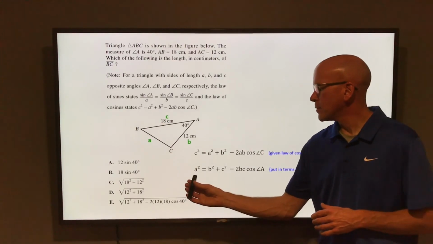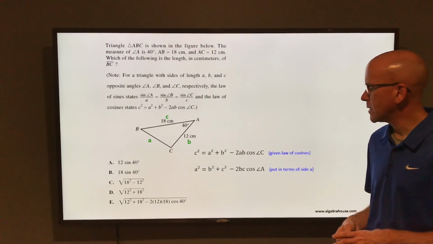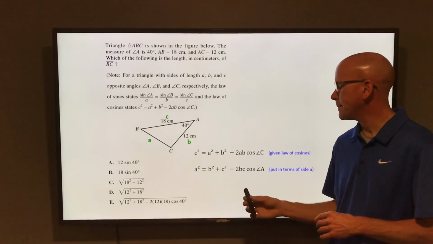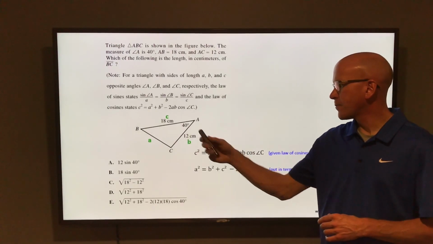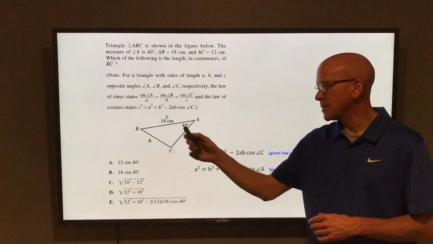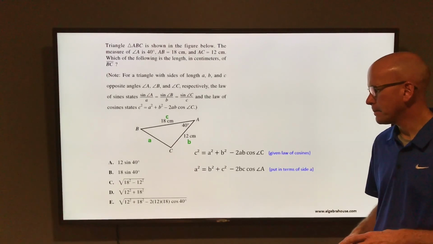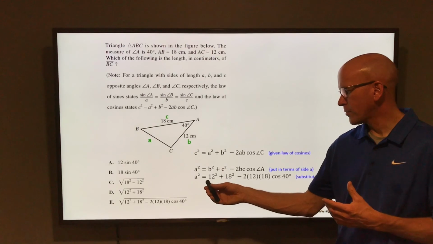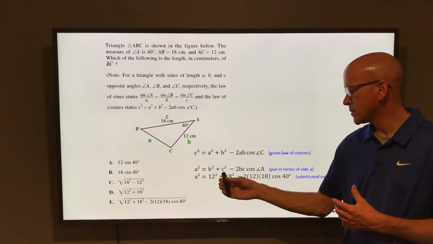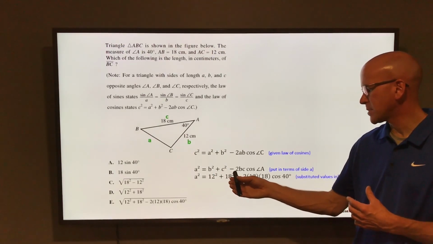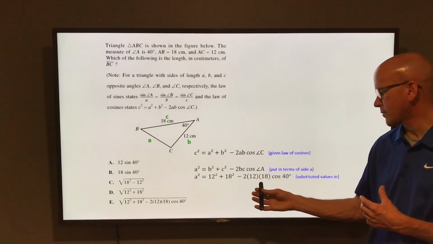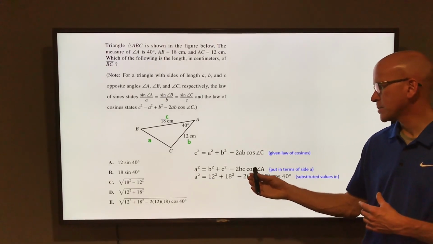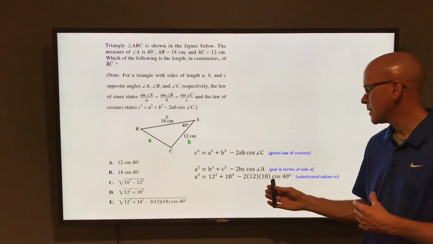So now the law of cosines, A squared equals B squared plus C squared minus 2BC times the cosine of angle A. Angle A is 40 degrees, side B is 12, side C is 18, substitute in. So A squared equals 12 squared plus 18 squared minus 2 times 12 times 18 times the cosine of 40 degrees.